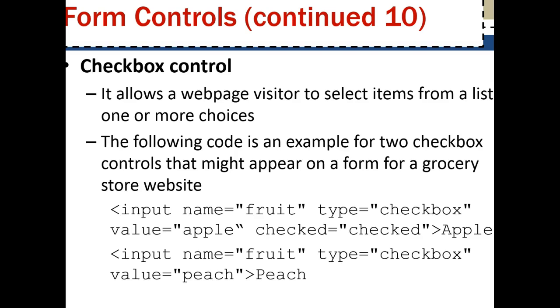So in this example here, this line is creating a checkbox for the Apple choice, which is selected or checked when the web page opens up. This other line, the fruit line that we have here, shows the peach choice. So these are the checkbox choices that you are going to have.